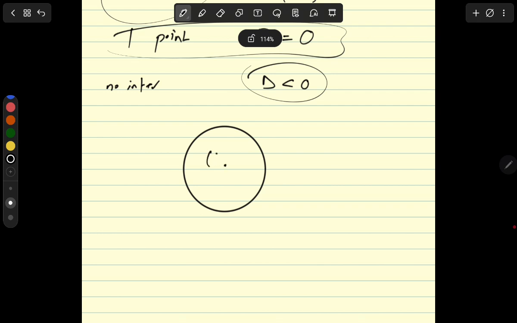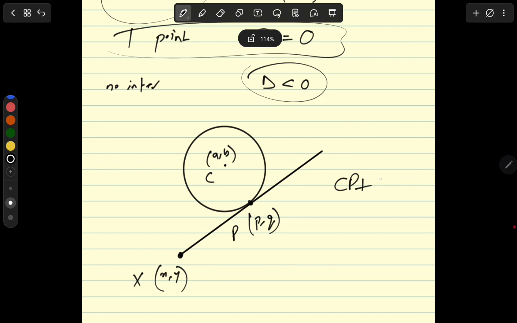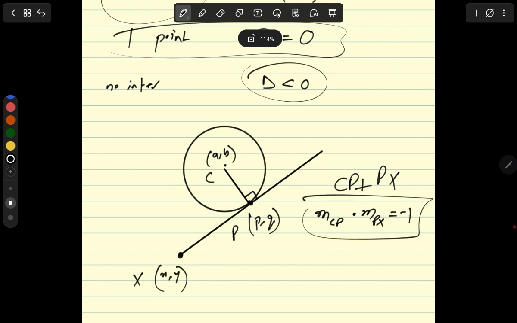if this is a point, let's say AB, and this is a point, let's say XY, and this is a point PQ, then definitely, let's say this is point X, this is point P, and this is point C, then CP is definitely perpendicular to PX, right? We already found out that the radius always intersects the tangent at 90 degrees. So the gradient of CP, product with the gradient of PX, is definitely going to produce a -1, right?